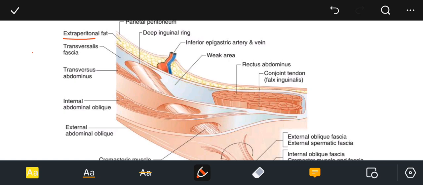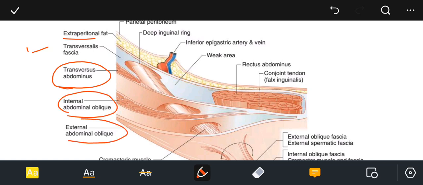Then we have the transversalis fascia. The transversalis fascia is the fascia of the transversus abdominis muscle, which is the innermost muscular layer of the anterior abdominal wall. Here we have the transversus abdominis muscle. Remember that the transversalis fascia is present posterior to that muscle, on the visceral side, because its function is to separate the transversus abdominis muscle from the peritoneum. So this fascia is present on the abdominal side. Then after the transversus abdominis muscle, we have the internal abdominal oblique muscle, then the external abdominal oblique muscle.